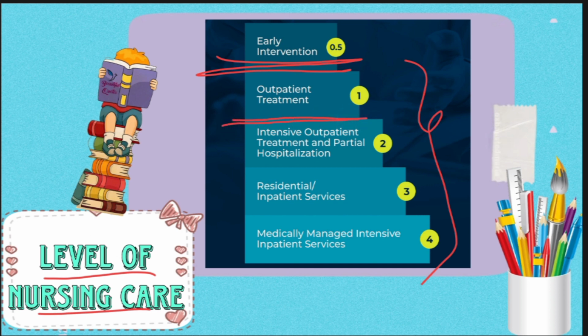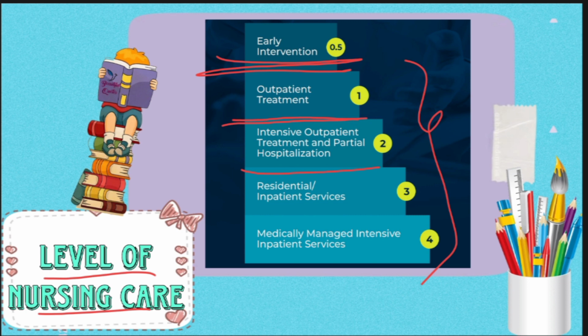Outpatient treatment is nothing but OPD. When the person is ill, they come to the hospital and visit the doctor, and they don't get admitted, just one day of treatment. The second level is intensive outpatient treatment and partial hospitalization. In some conditions, the patient should receive medications like injections and IV fluids for 2 to 3 days. If they are not ready to stay in the hospital for 3 to 4 days, they can go home and come to the hospital at the time of injection.